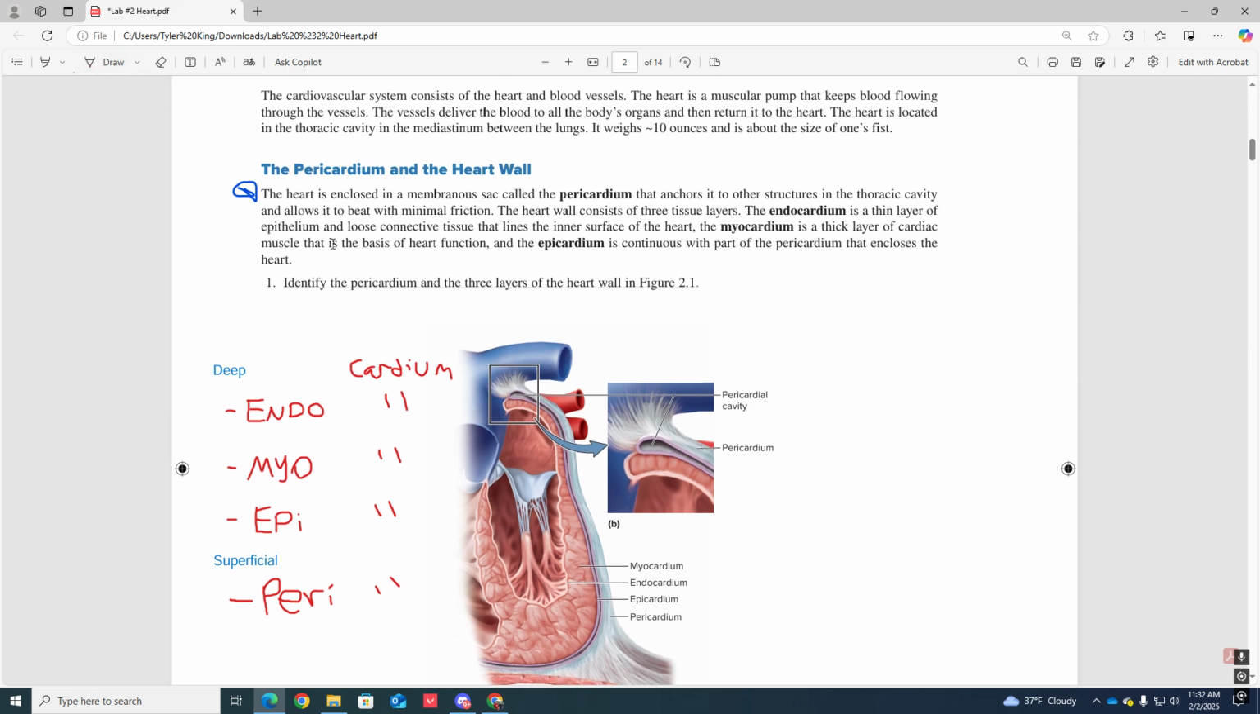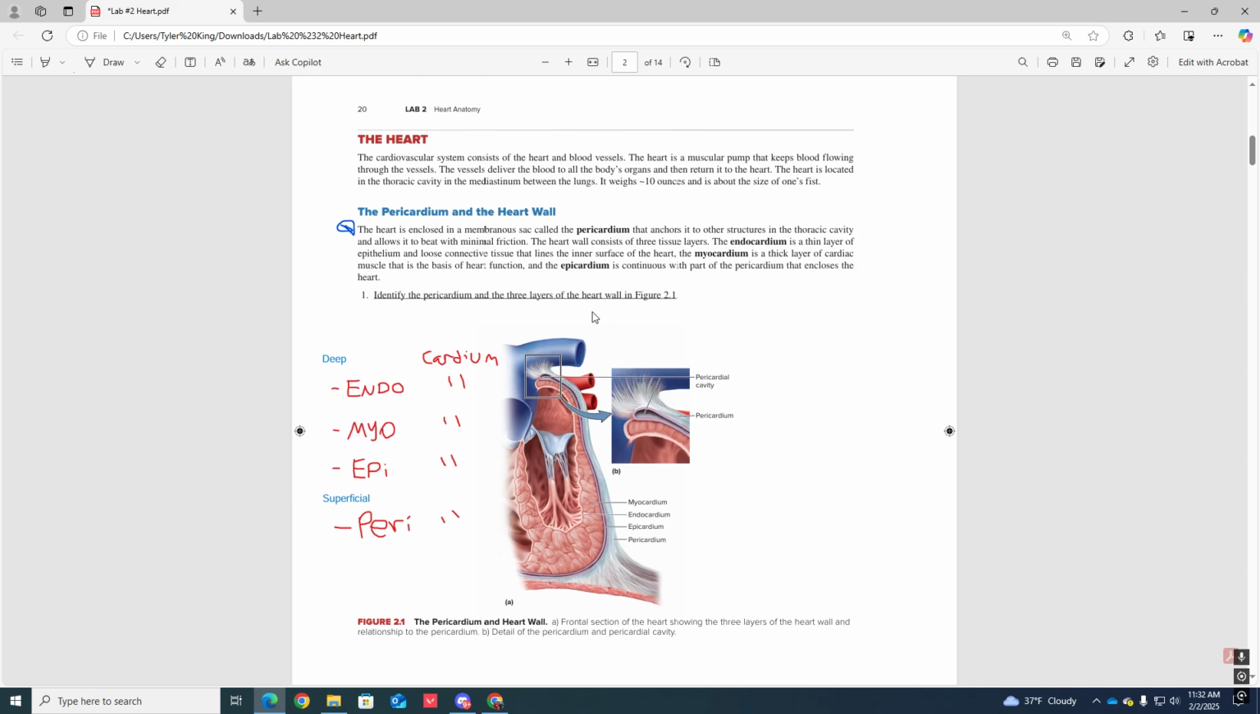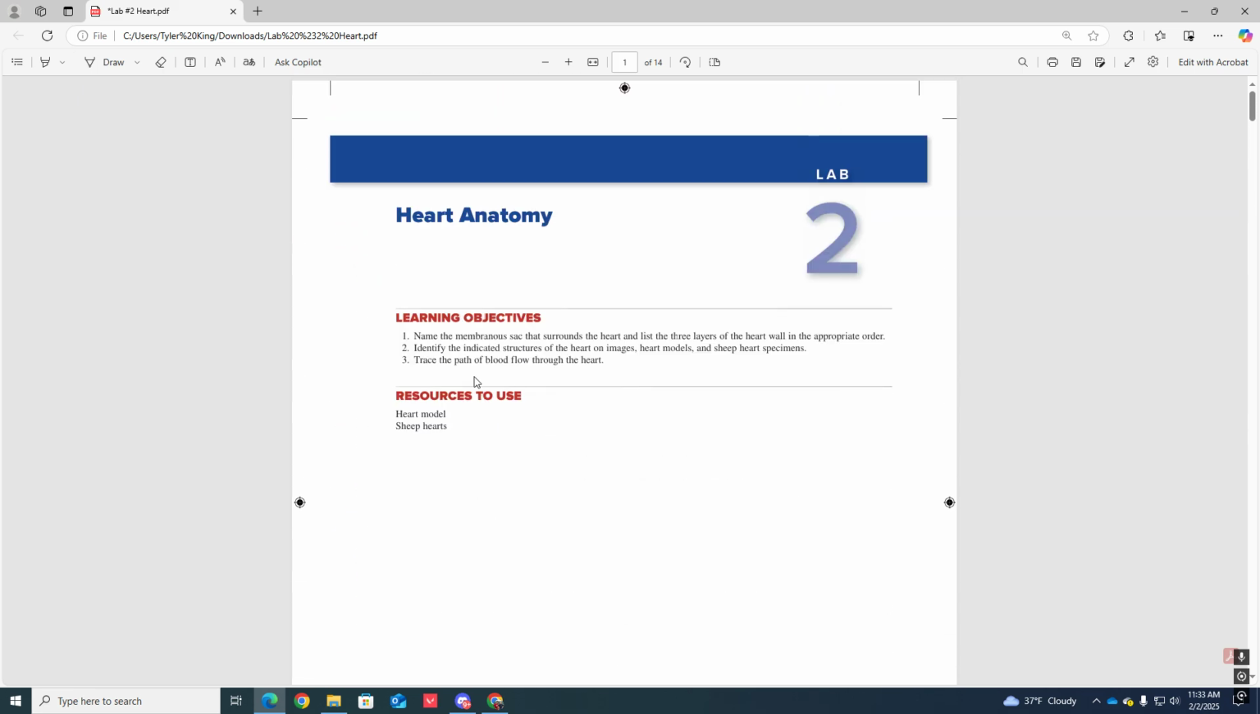So pretty straightforward there. That's the first learning objective down. You just need to know the 3 layers. All right, know the 3 layers of the heart. Know the sac, the membranous sac that anchors the heart to other structures, and know them in whichever order we ask you. That could be from superficial to deep or deep to superficial. Just make sure you know the order. Okay. With that, let's cross this guy off really quick.